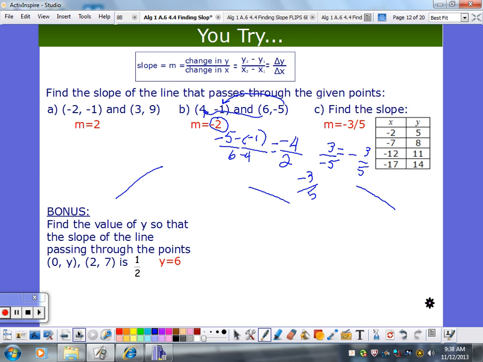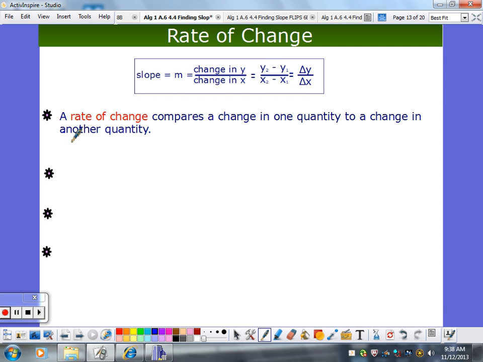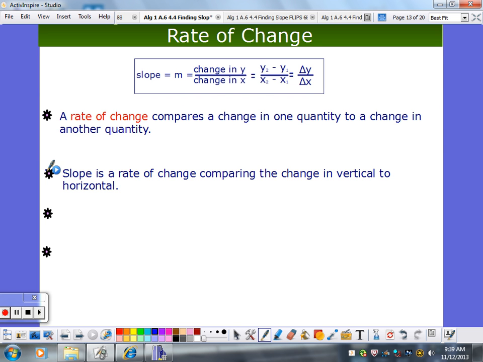All right, let's look at the next thing here, which is rate of change. Now, rate of change is why we learn about slope. Rate of change is using slope in real life. We use this all the time. We do? No, we don't. Yes, we do. A rate of change compares a change in one quantity to a change in another. Well, what is slope? Slope is the rate of change comparing a vertical to a horizontal. Slope is a rate of change. It is.